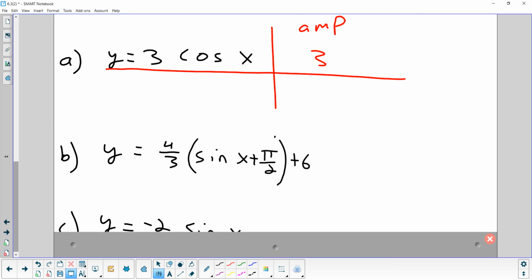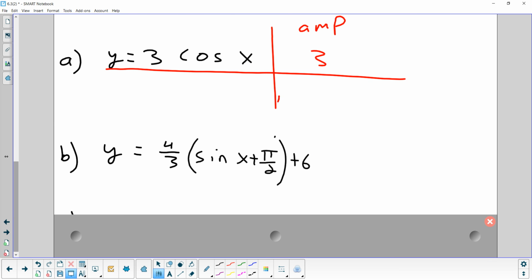Let's go down. How about the amplitude here? What's the amplitude of that one? Yep, 4/3. Okay, there's other things happening there that we talked about yesterday. There is a phase shift by pi/2 radians to the left, and there's a vertical shift up 6. Those don't have anything to do with changing the amplitude.